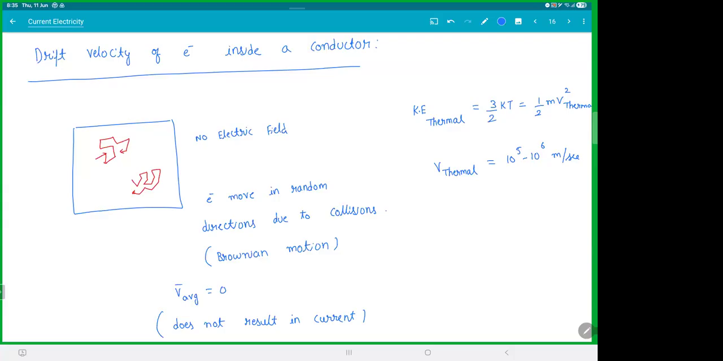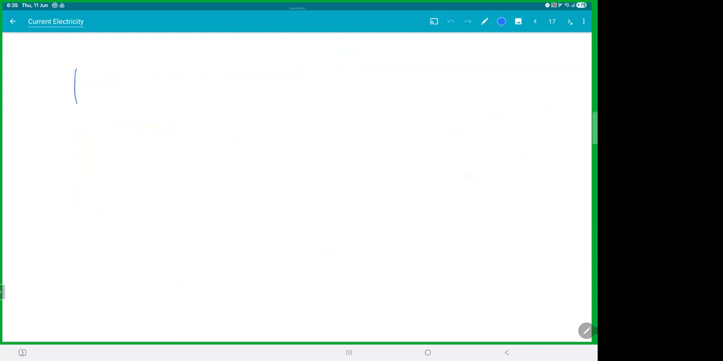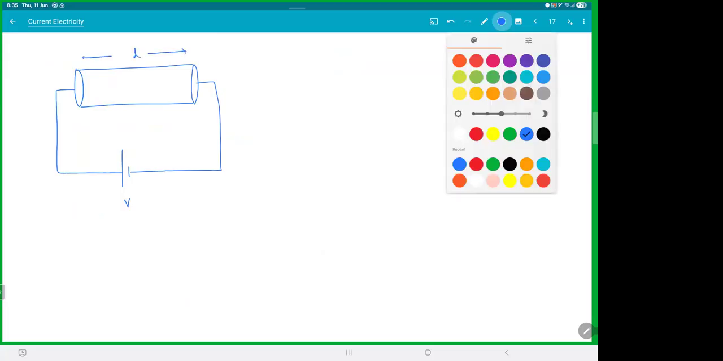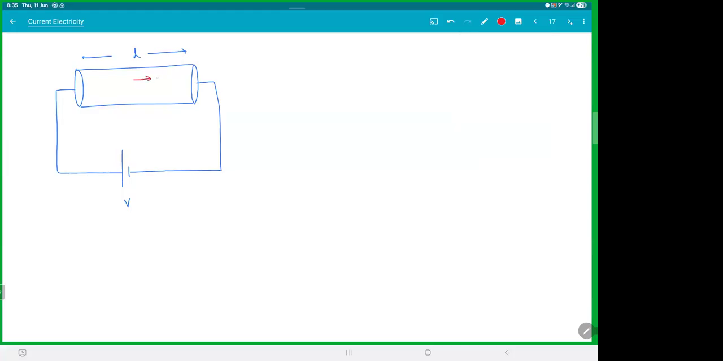What happens if you apply a voltage now? Let's say we put a battery here. Let the voltage be V and let the length be L. Now the field inside will be E equal to V by L. So there will be an electric field inside, where E is equal to potential difference by distance L.